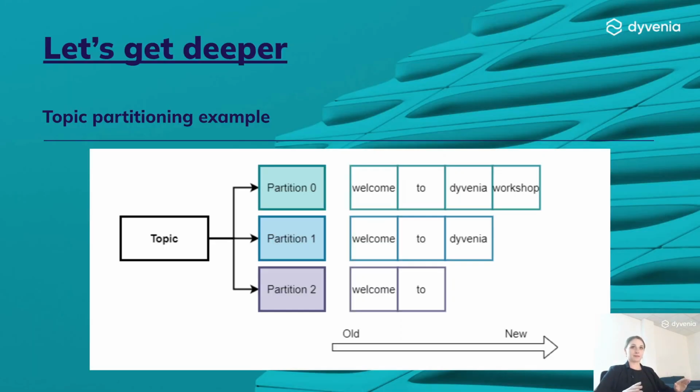This is an example of partitioning. So you can see how it works. Partition 0 is a leader here. You can see it has all of the messages. Partition 1 has a latency, right? So it has just 3 messages. Partition 2 is even a further follower, so it has even fewer messages.